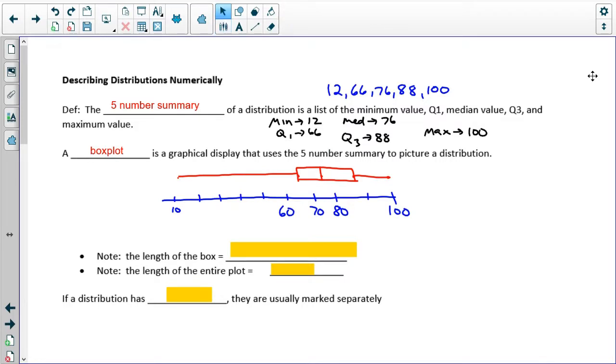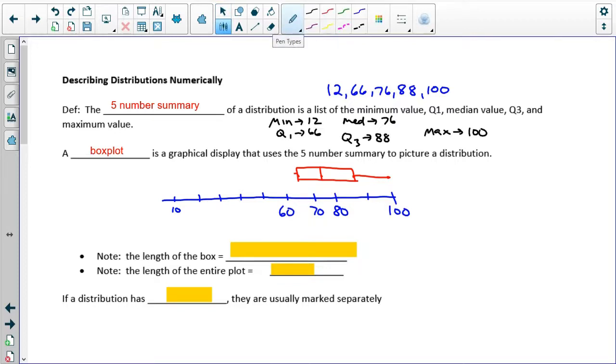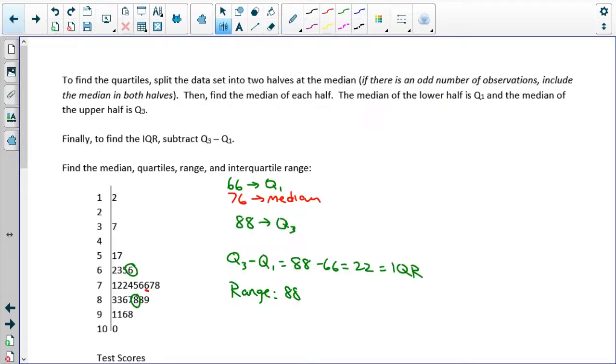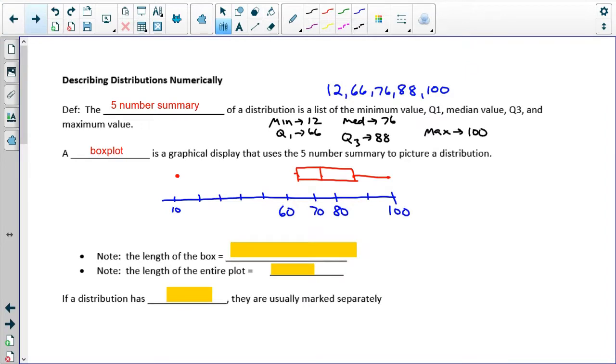Typically, we have outliers marked separately. So let's say that 12 was an outlier, and I know we haven't learned how to calculate this yet, but let's say that 12 was an outlier. If we knew that 12 was an outlier and that was the only outlier, and 37 wasn't an outlier, then we would start our graph at 37, go all the way to here, and then just mark 12 with a dot.